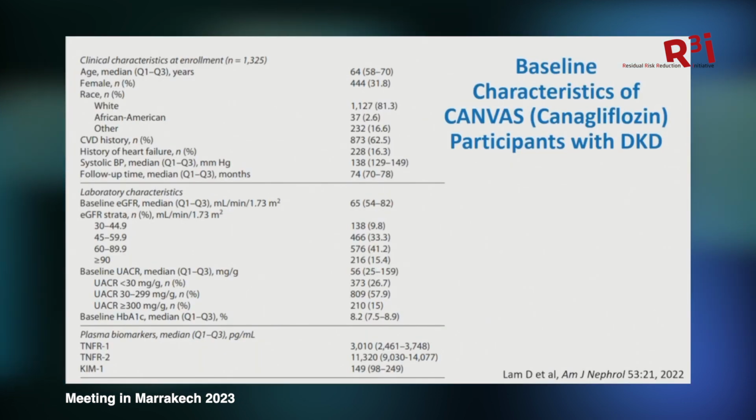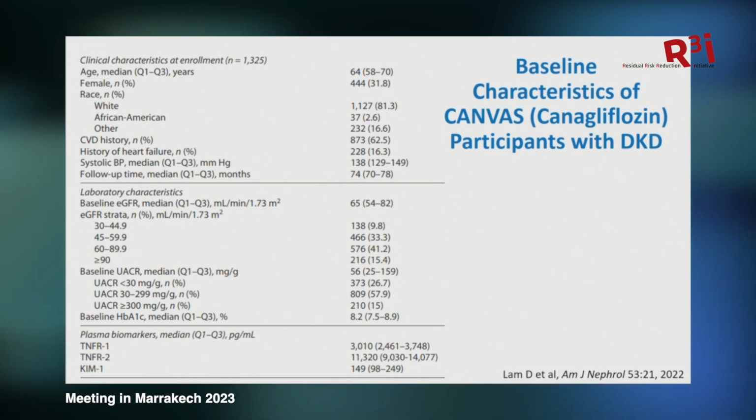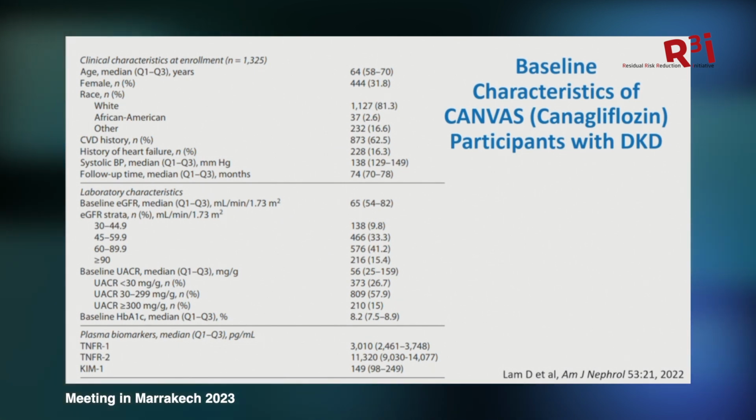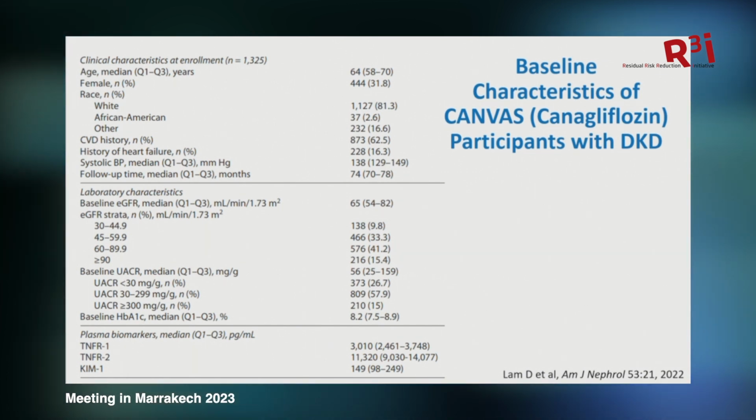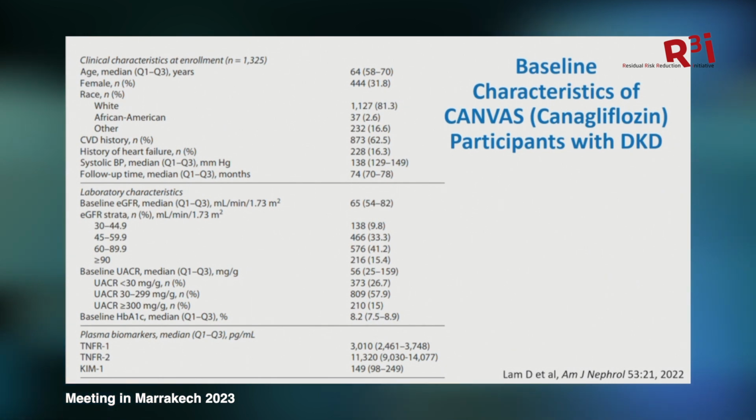This is a study with canagliflozin, a cardiovascular disease outcome study. And here's the patient population. I won't go through this in detail. Age 64, 32% women, mostly white, CVD history in 62%, history of heart failure in 16%, et cetera.